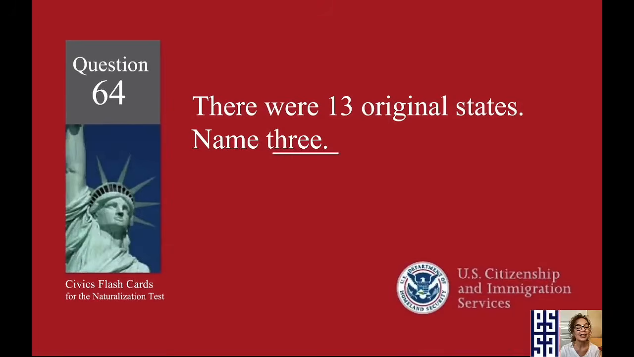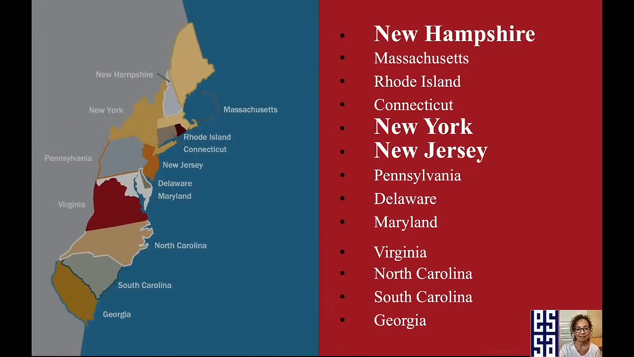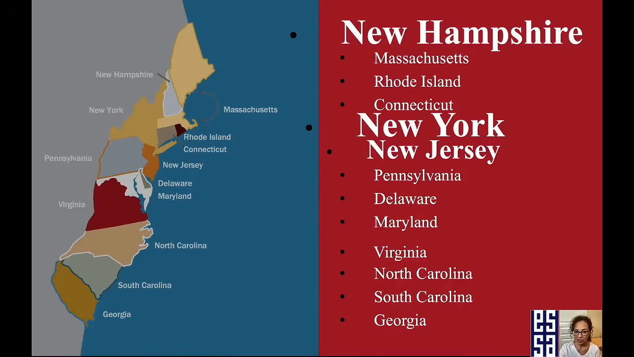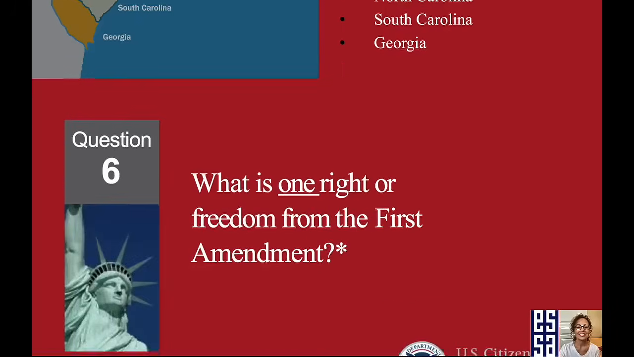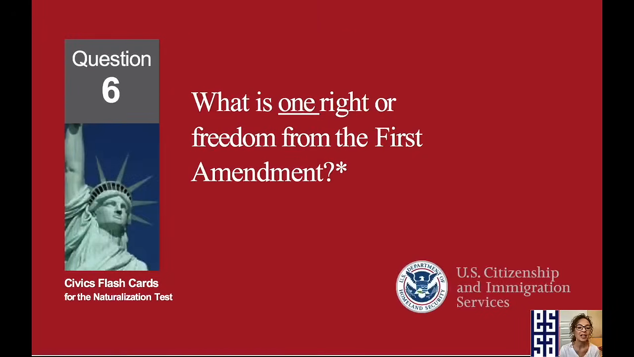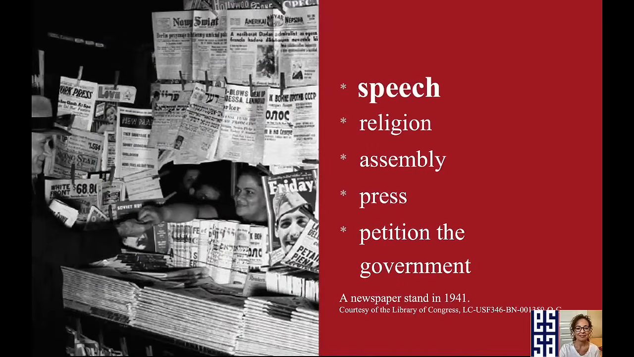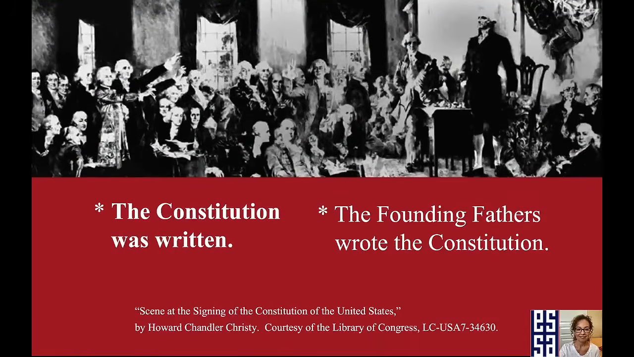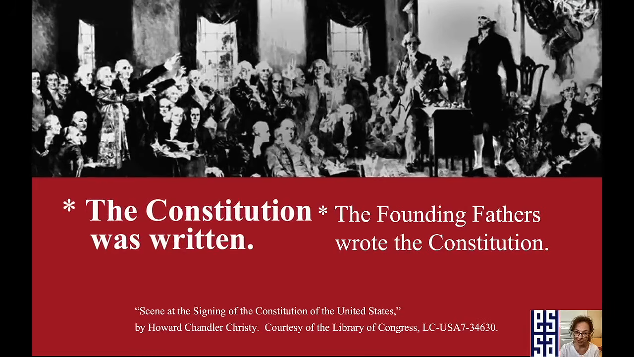There were 13 original states. Name 3. New Hampshire, New York, New Jersey. What is one right or freedom from the First Amendment? Speech. What happened at the Constitutional Convention? The Constitution was written.